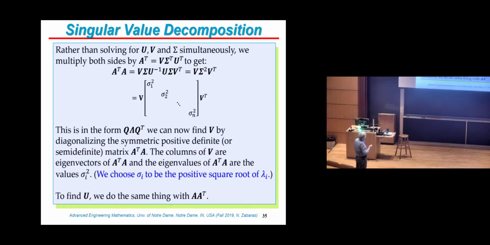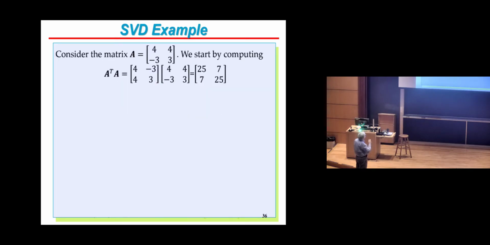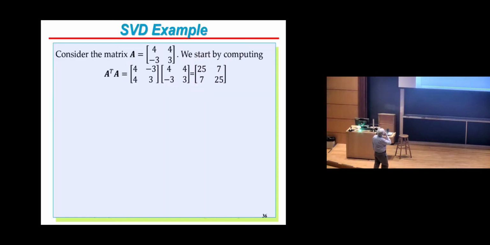Come on, where's my example? All right, here's the example. We do A transpose A, all right? So A transpose times A, I get this nice thing. And now to identify the matrix V and the singular values, what do I need to do? What's the next step? You have A transpose A, so what should we do now?